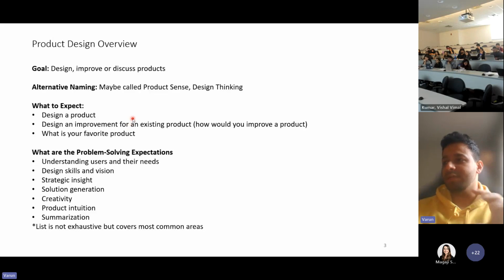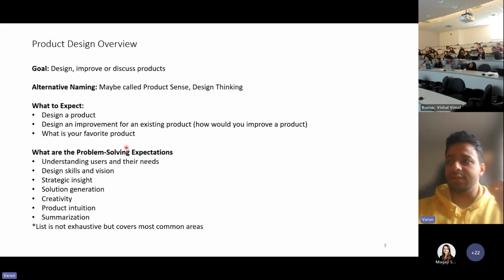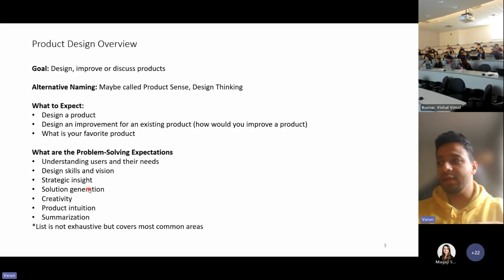Problem solving expectations, and this is again not an exhaustive list, but these are definitely areas on which you will be graded, or where the highest weightage is. That is, of course, understanding your users and their needs, right? What are their pain points? And we'll go into details for all of these things. But it'll also test your design skills and how you create a product vision. How do you align strategy with solution generation? Are you creative? What is your intuition from a product perspective, right?